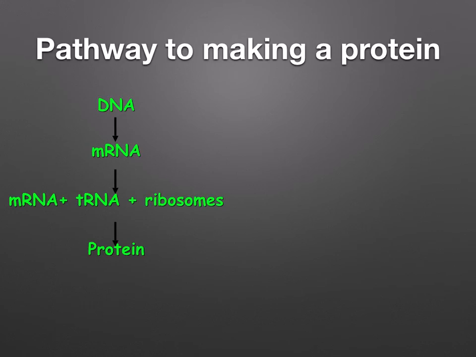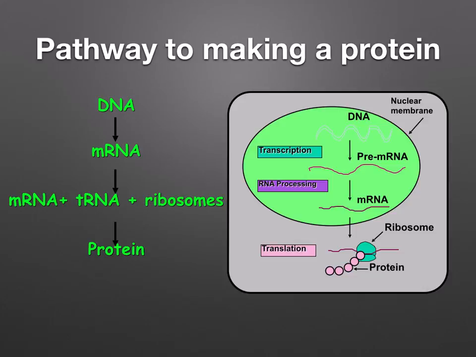Remember that messenger RNA is made from DNA in a process called transcription. So we had a look at this in the last topic. So transcription occurs inside the nucleus. The messenger RNA then moves out of the nucleus and into the cytoplasm through the nuclear pores. Together with tRNA and ribosomes, messenger RNA is translated into a sequence of amino acids, which will form a protein.